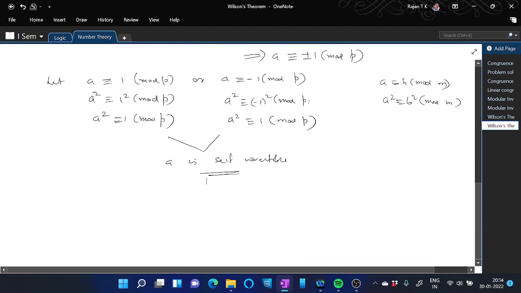So whatever be p, if a is congruent to 1 mod p or minus 1 mod p, a is self-invertible, which shows that the congruence x square congruent to 1 mod p has exactly two solutions, 1 and p minus 1. So that is what we get from this result.